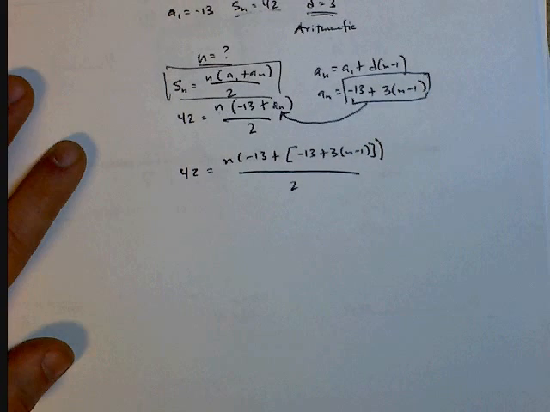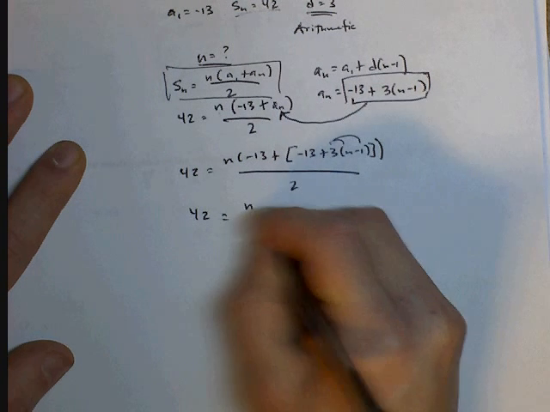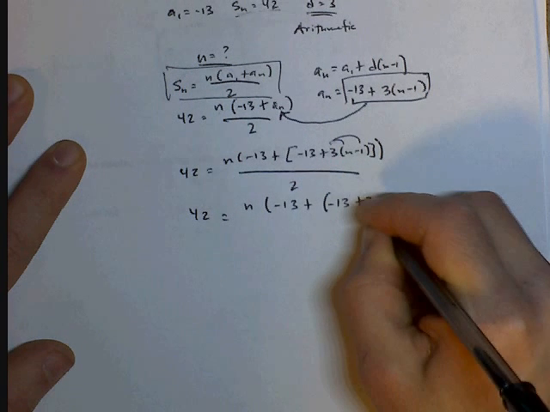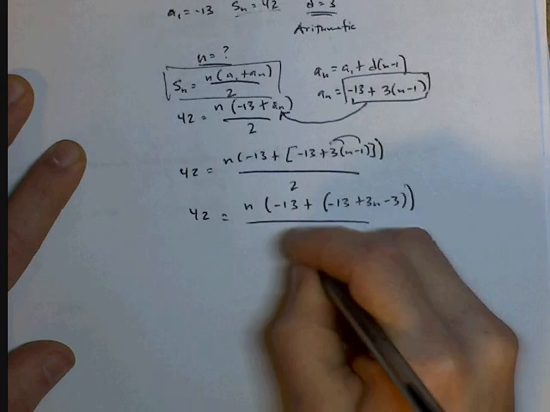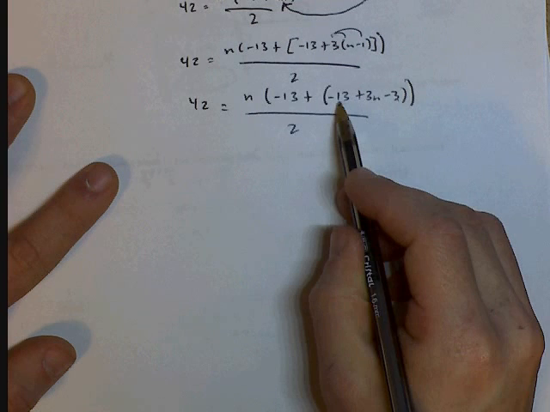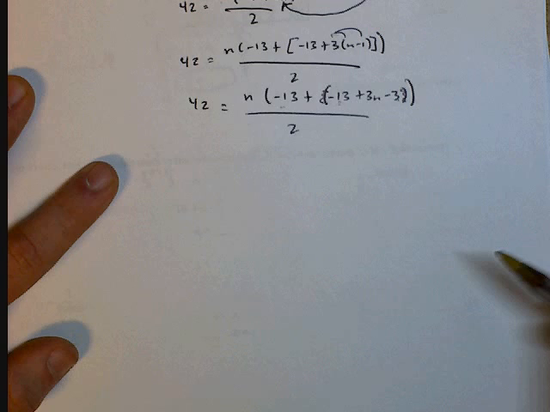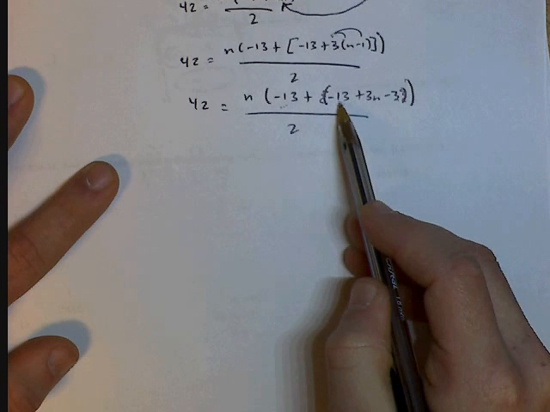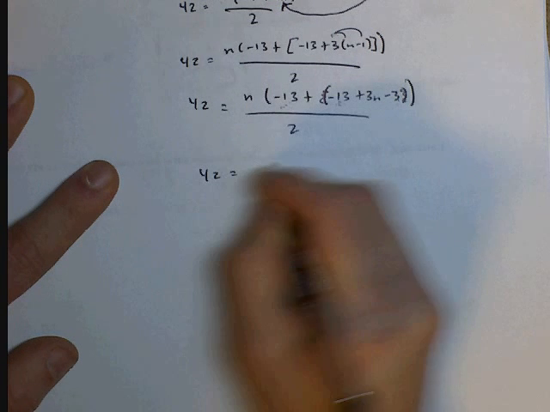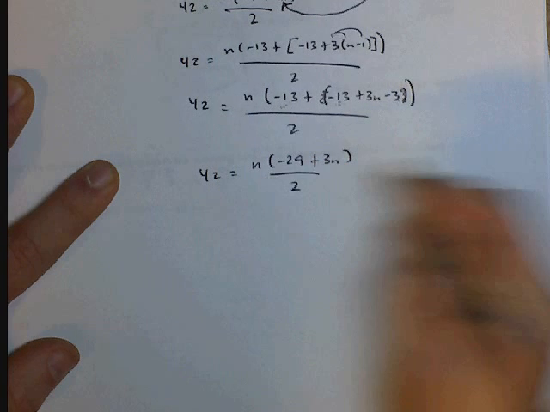So we're just going to clean it up a little bit now. We'll distribute here. So 42 equals n times negative 13 plus negative 13 plus 3n minus 3. We're just going to keep simplifying some things. So I can combine these right here. And I can also combine it with this. At this point, I don't need these parentheses because everything's being added or subtracted. So negative 13 plus negative 13 minus 3, that's going to give me negative 26, so negative 29. So 42 equals n, negative 29 plus 3n over 2.